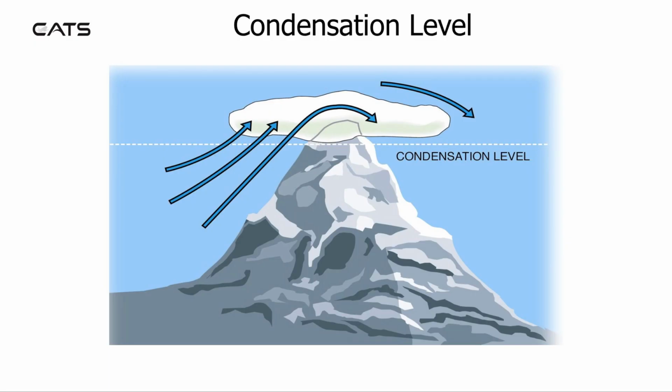The condensation level. As air is forced to rise above an obstruction, such as a mountain, it cools and upon reaching the condensation level forms a cloud. On the lee side, the air descends, warming adiabatically, and the cloud dissipates.